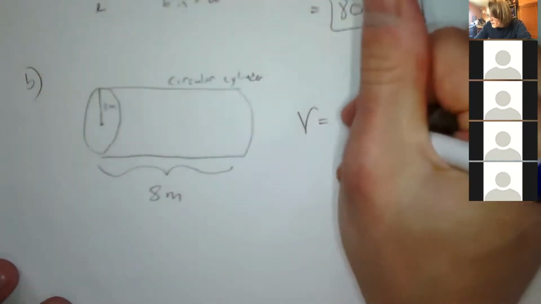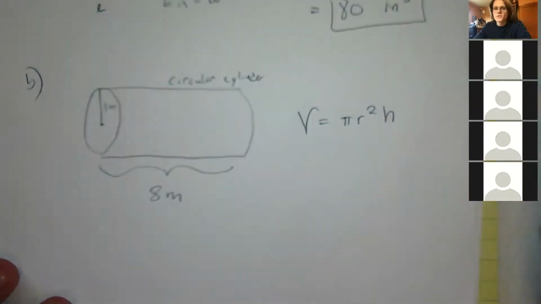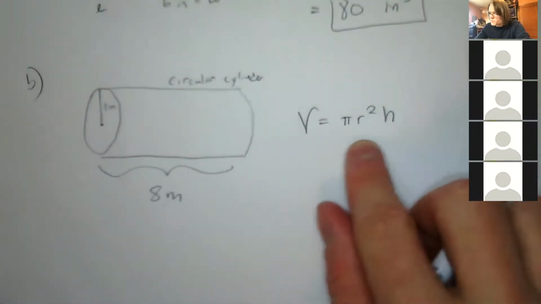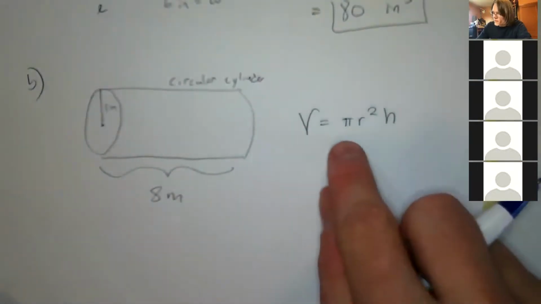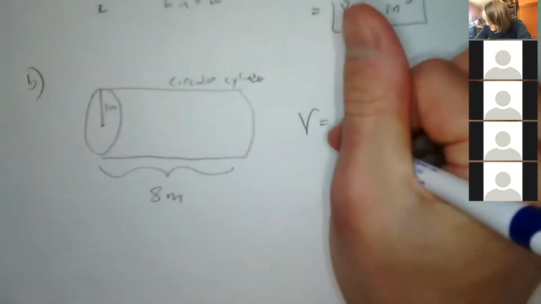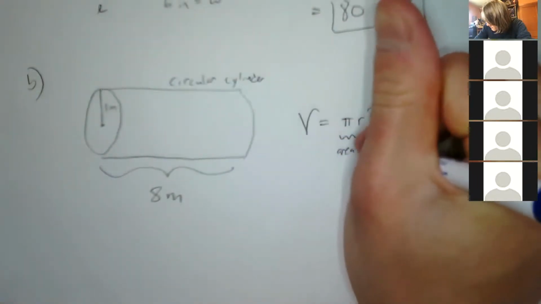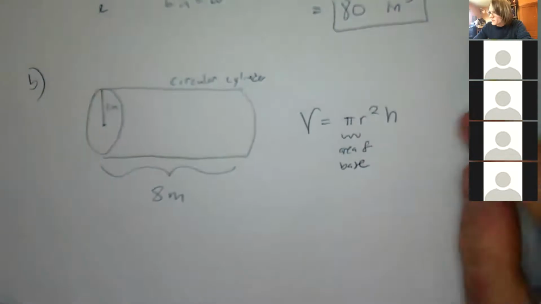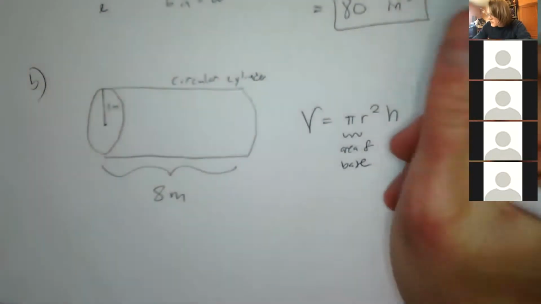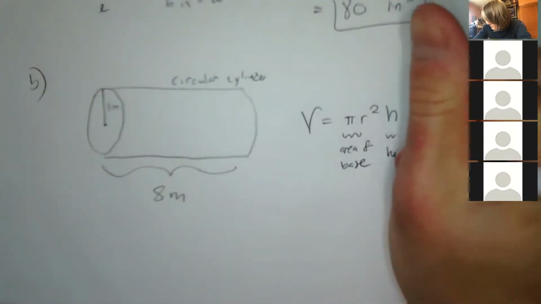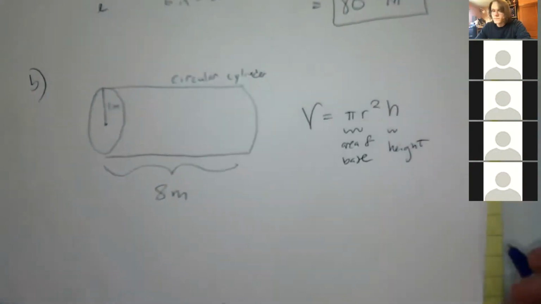Is pi r squared h. And the way you can remember this is basically you're taking the area of the base and just multiplying it times the height. Right? Because this is true for any cylinder.